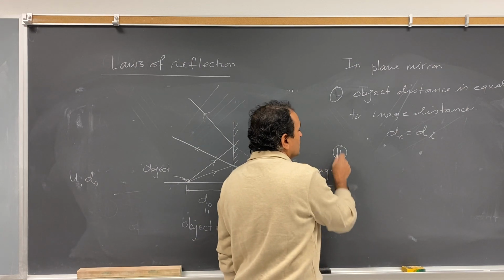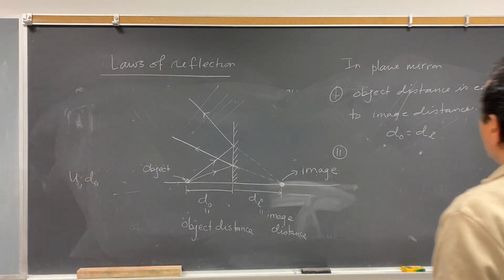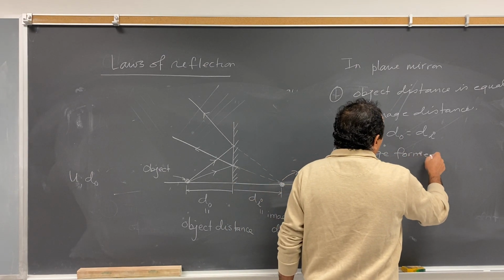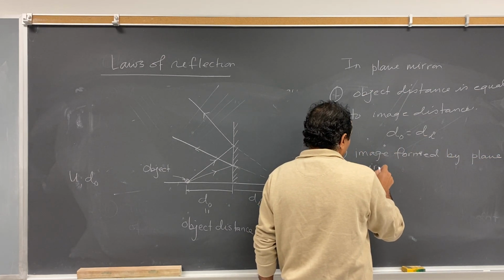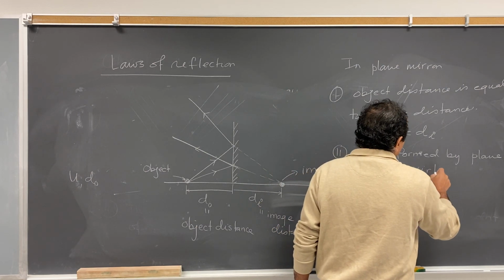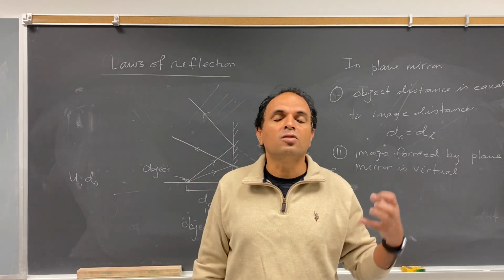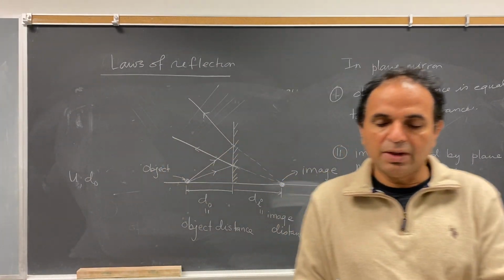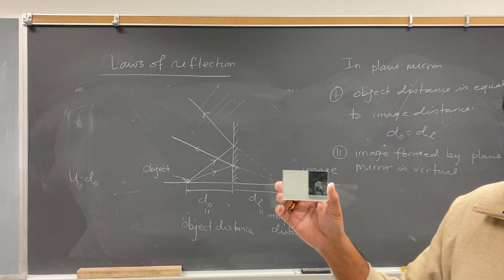Number two, the image formed by a plane mirror is called a virtual image. Okay, so the image formed by a plane mirror is a virtual image. There are two types of image. One is virtual image and another one is real image. Look at this. This is a plane mirror. And the image formed by this plane mirror is a virtual image.